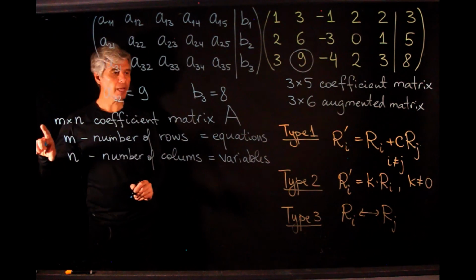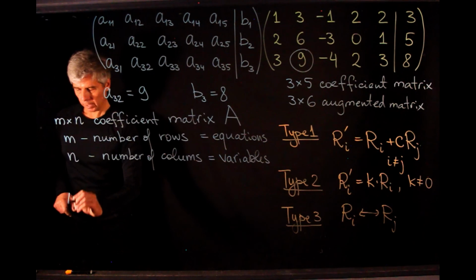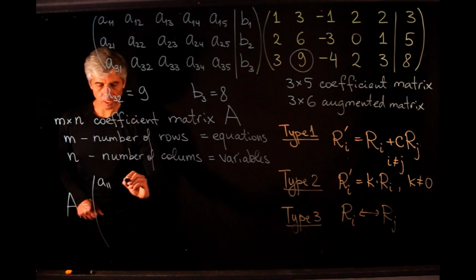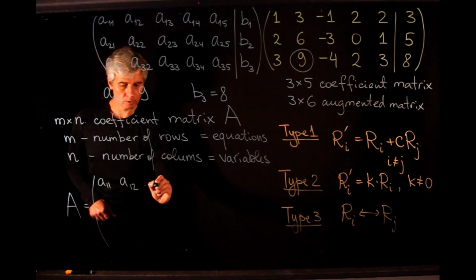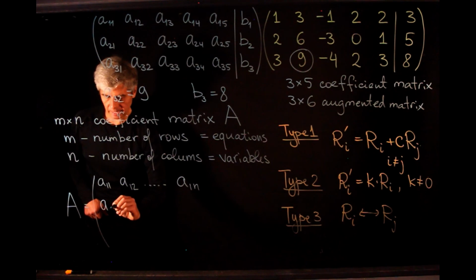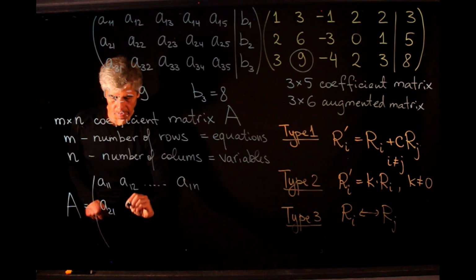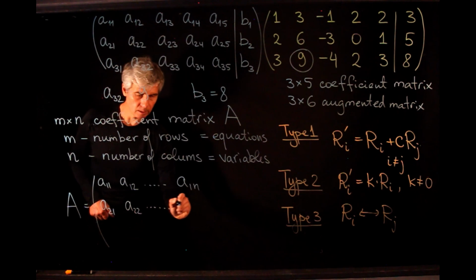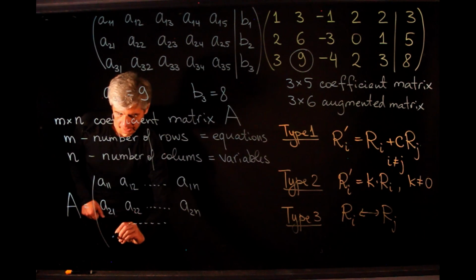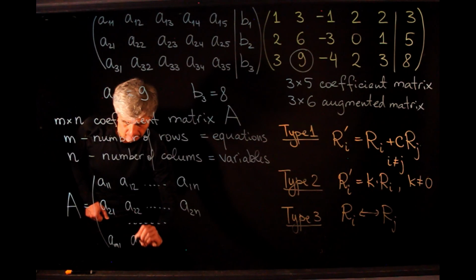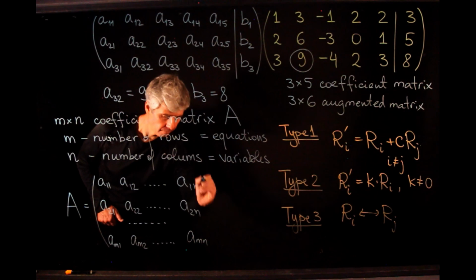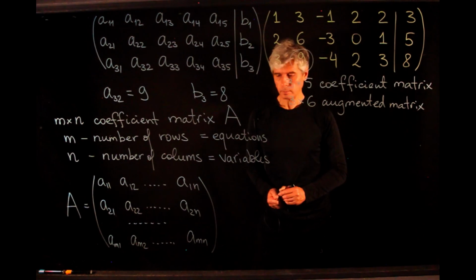Now, for a general m by n matrix A, we are going to write it in the following way. So we'll have A11, A12, dot, dot, dot, up to A1n. Then entries in the second row are A21, A22, up to A2n. And in the last row, we have Am1, Am2, up to Amn.